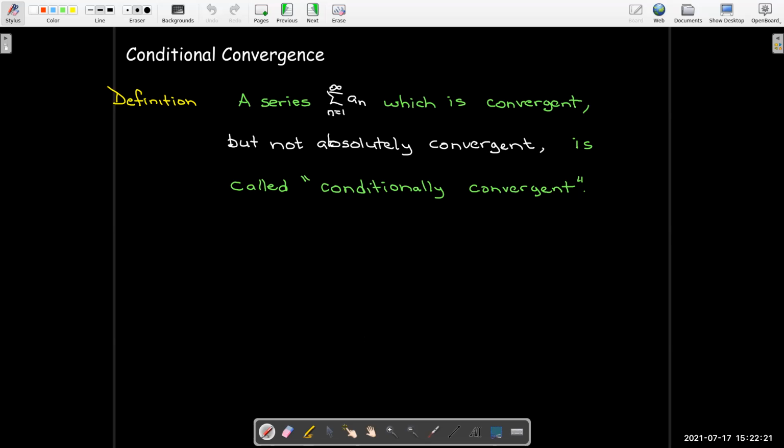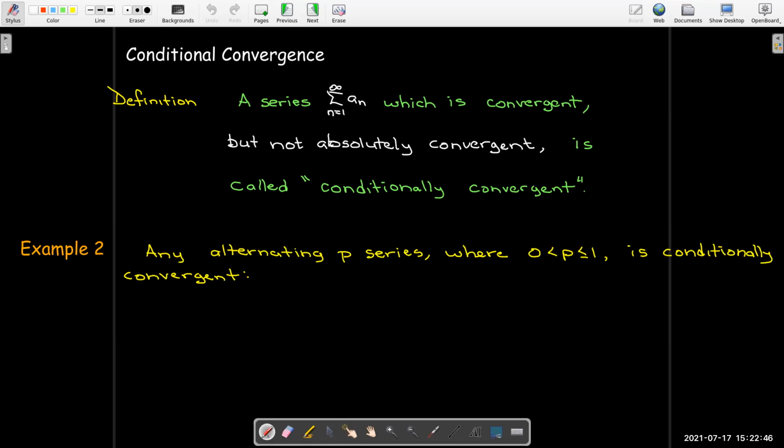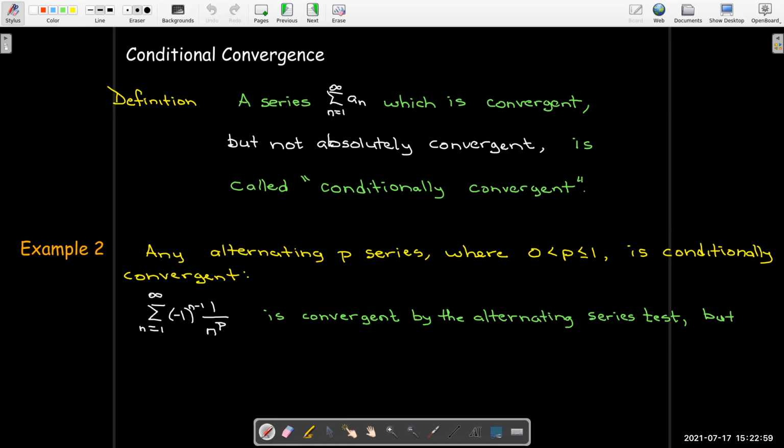but the absolute value of the alternating harmonic series would give me, if I take the absolute value of the terms, I would get the original harmonic series, which I know is divergent. So the alternating harmonic series is conditionally convergent. In fact, any alternating p series where I have p between 0 and 1 is conditionally convergent. Same idea as with the alternating harmonic series.